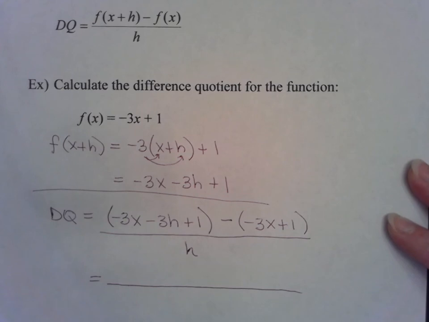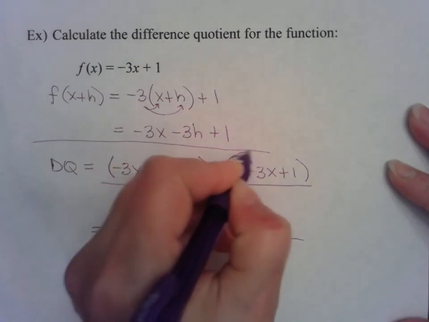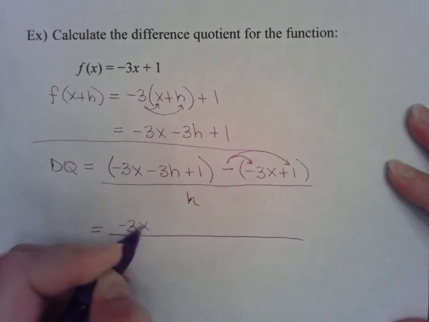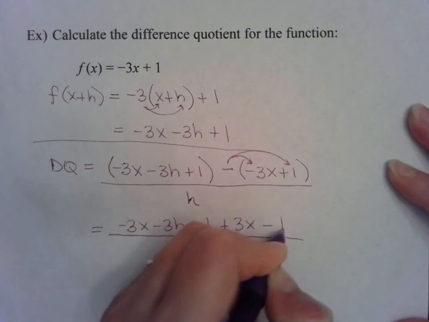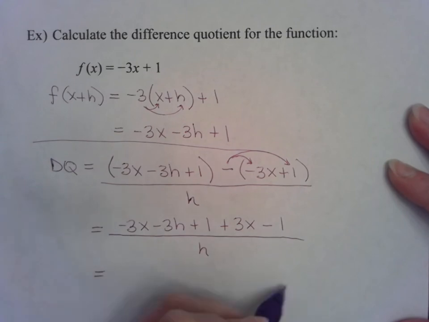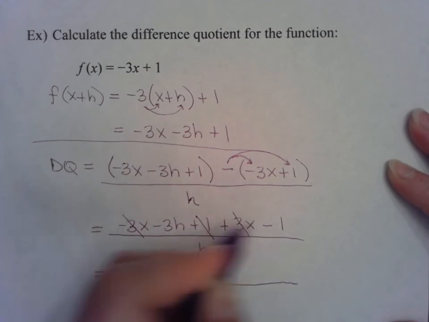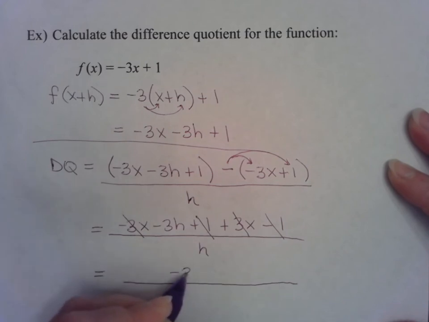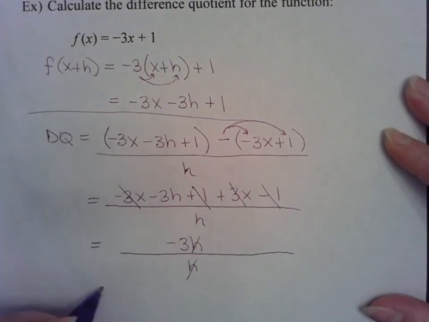What would be the first step? Definitely distributing this negative, right? So now, since I'm distributing the negative, I'm going to go ahead and take off the parentheses so that I can combine or cancel things together. Here's the nice canceling, right? Notice I have negative 3x and positive 3x. They're going to add to 0. I have positive 1 and negative 1. They're going to add to 0. So I'm left with negative 3h over h. And the h's are going to cancel. So my difference quotient here would be negative 3.